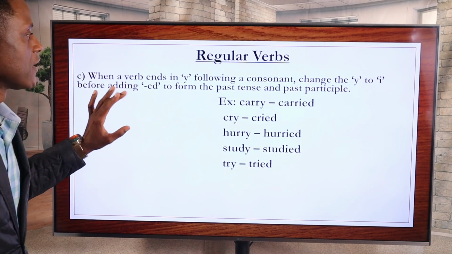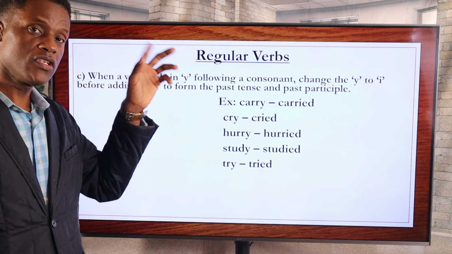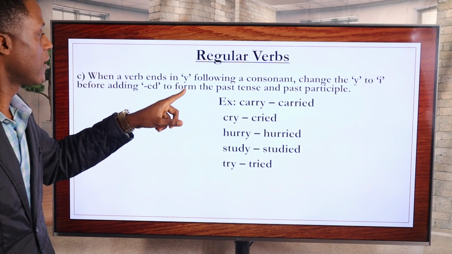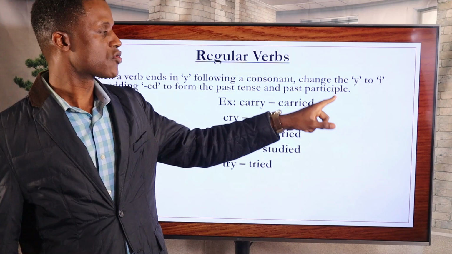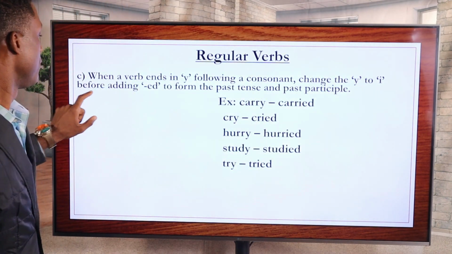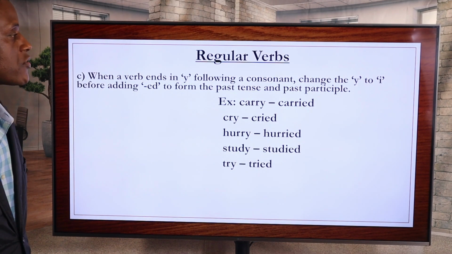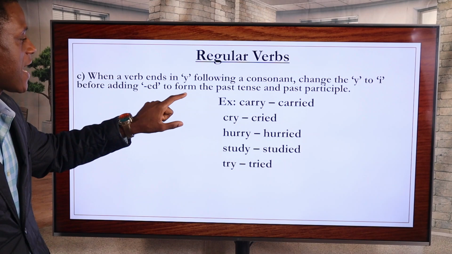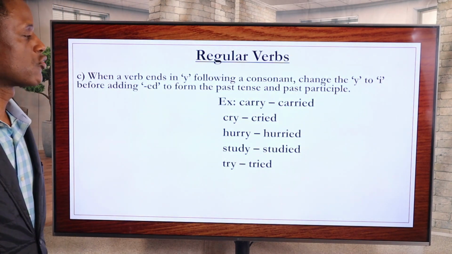Okay, now here's another one. When a verb ends in y, which we kind of talked about before, when a verb ends in y following a consonant, so what do you do? You change the y to i before adding your ed. That's what you do first. So you can't just leave it like that. You have to change the y to i before you add your ed.